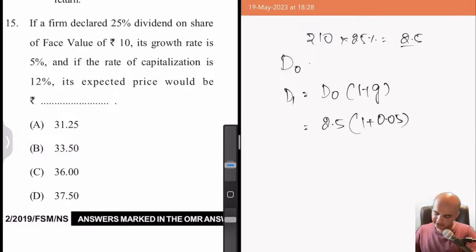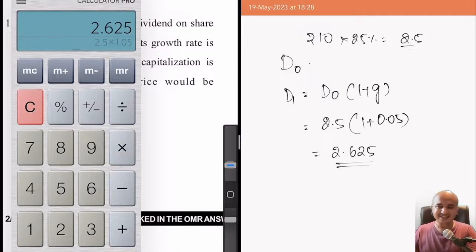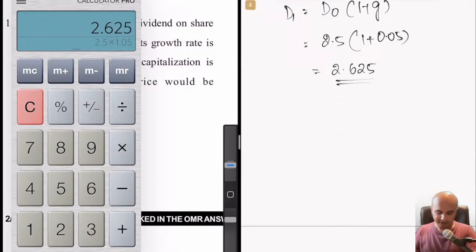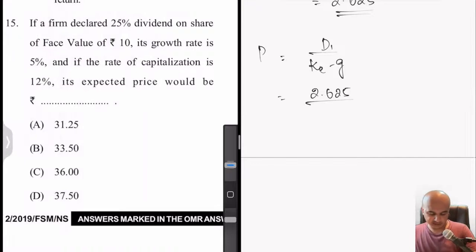So based on that, we can easily identify what would be the expected price. Let me just bring up the calculator here. 2.5 into 1.05, which will be 2.625. This is the D1. So now using this particular value, we can easily identify how much is the price. So price we know is nothing but D1 by KE minus G. D1 is 2.625 divided by KE. How much is that? Rate of capitalization is 12%. So 0.12 minus growth rate is 0.05. That's all. So do the math and you will get the answer.